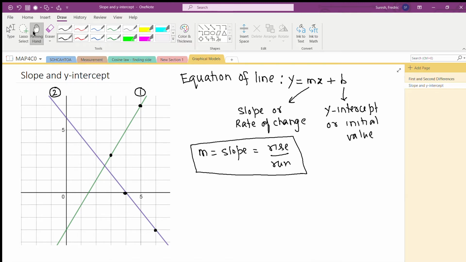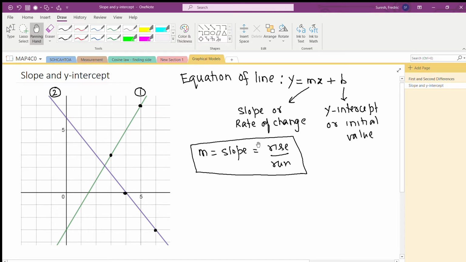The equation of a line is given by y equals mx plus b. The number m is called the slope. It has another name, the rate of change. The number b is called the y-intercept, or the initial value. Also, in your earlier grades, you learned that m is the same thing as slope, and it has a formula: rise over run.